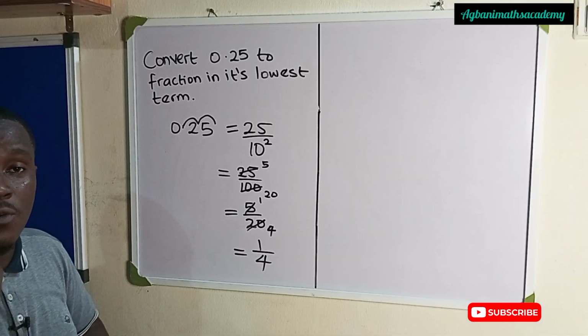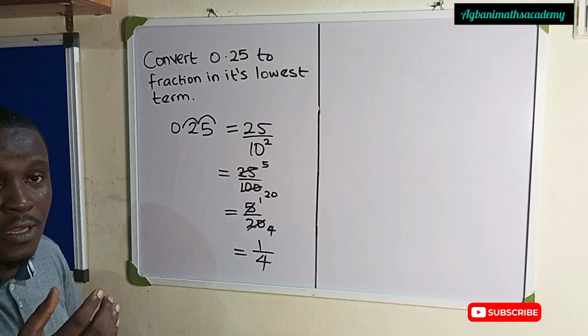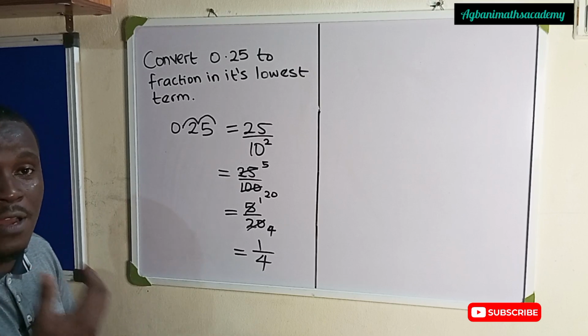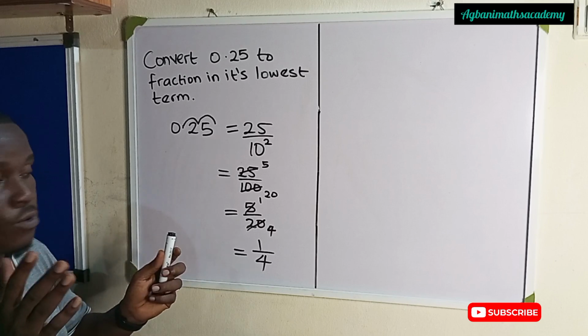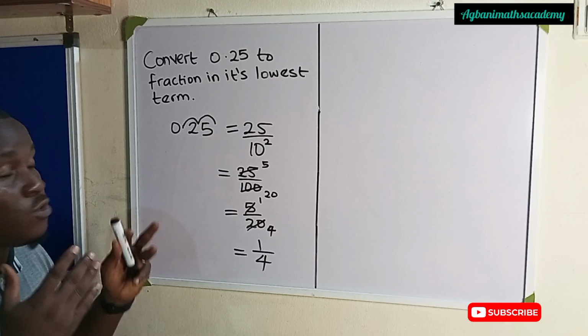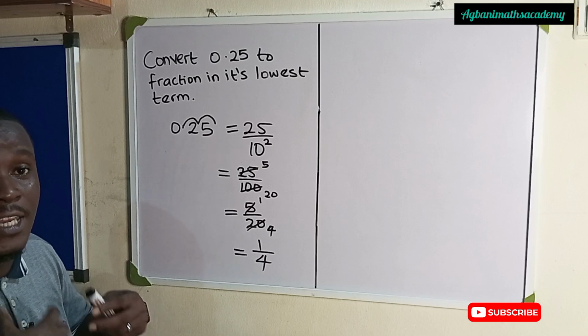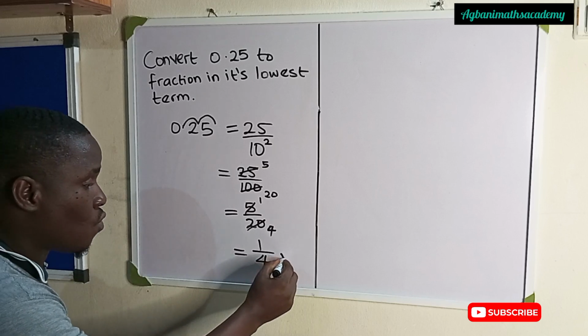So can we divide 1 all over 4 any further? Is there any number that can divide both 1 and 4 to give you answers that are whole number? The answer is no. So this means 0.25 as a fraction in its lowest term is equal to 1 all over 4.